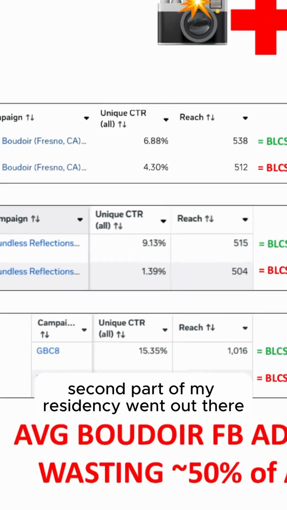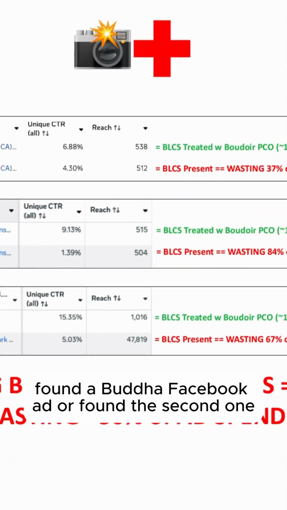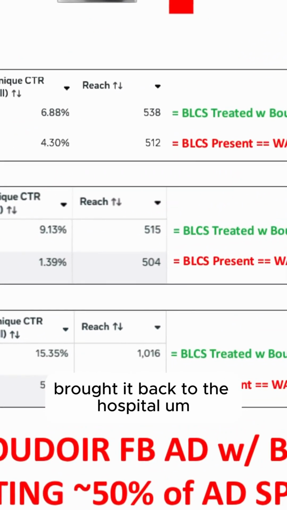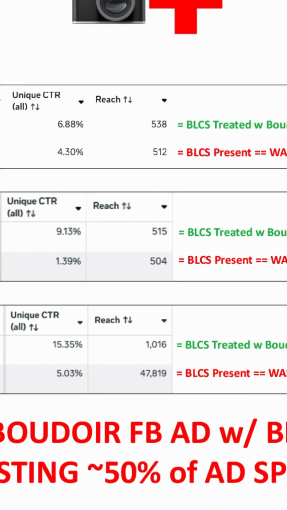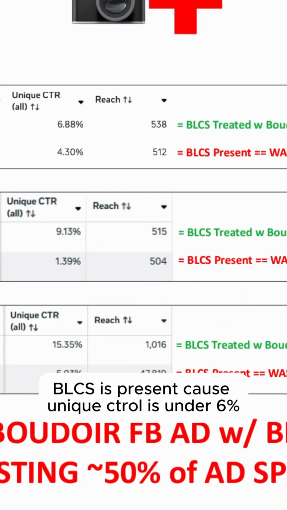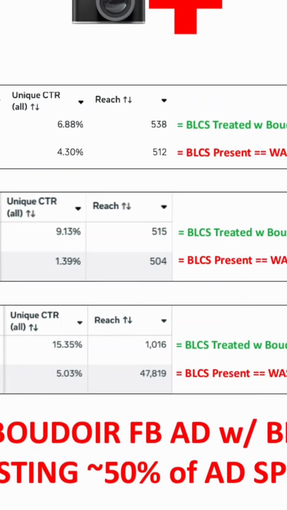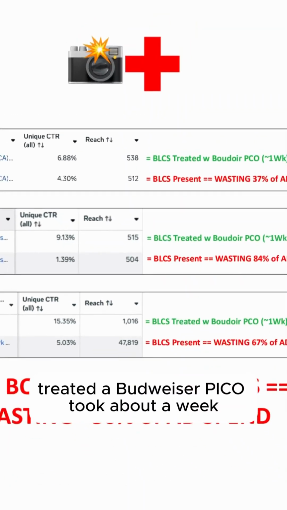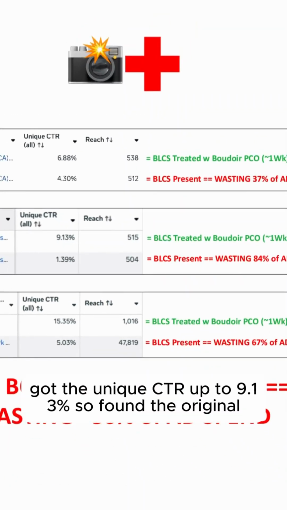Second part of my residency, went out there, found a Boudoir Facebook ad, the second one, brought it back to the hospital, tested it, found its unique CTR was 1.39%. So we know, okay, BLCS is present because unique CTR is under 6%. And we duplicated it, treated with Boudoir PICO. Took about a week. Got the unique CTR up to 9.13%.